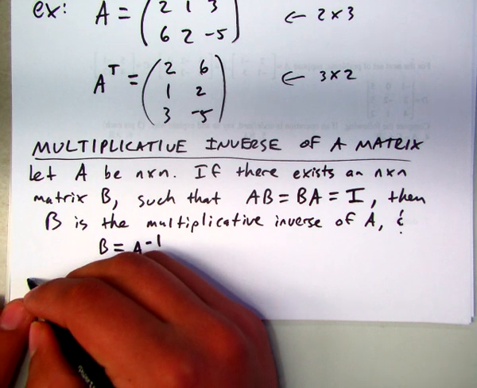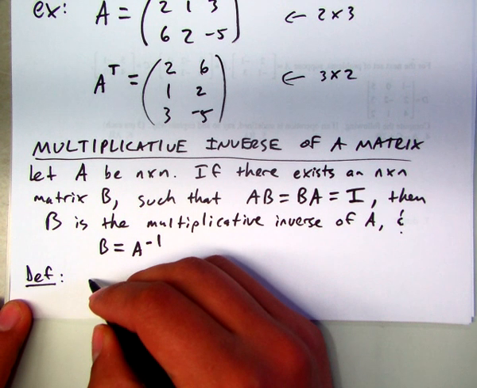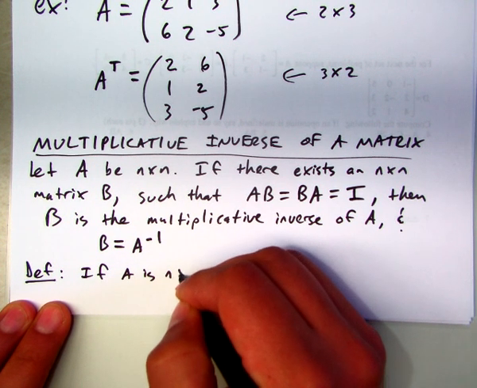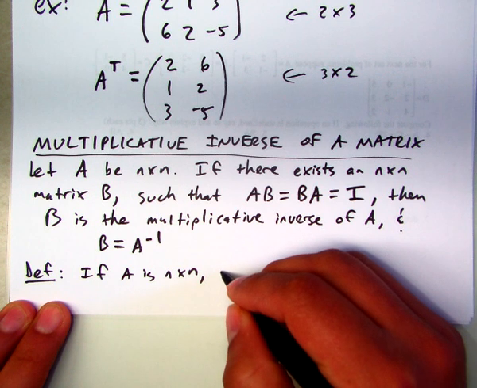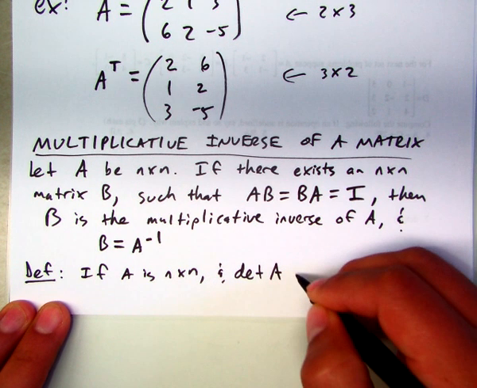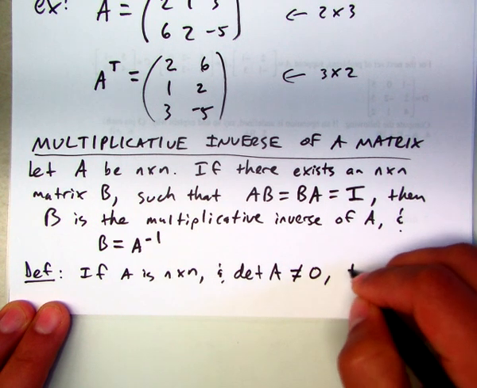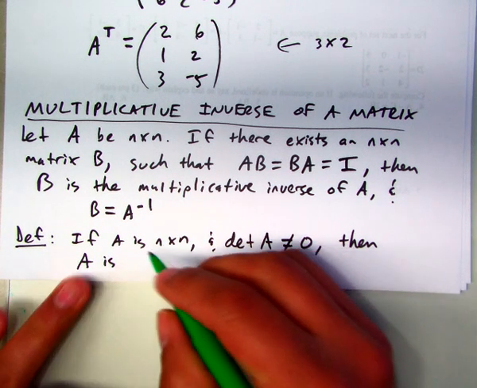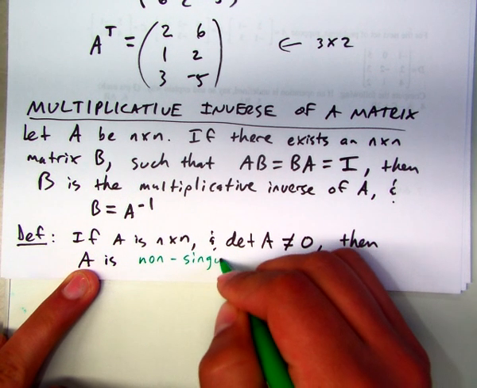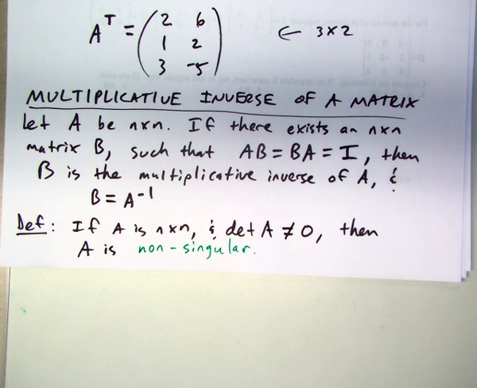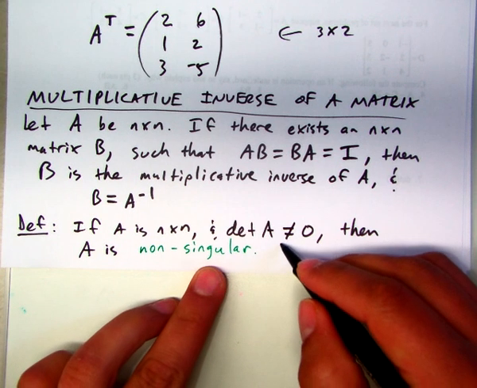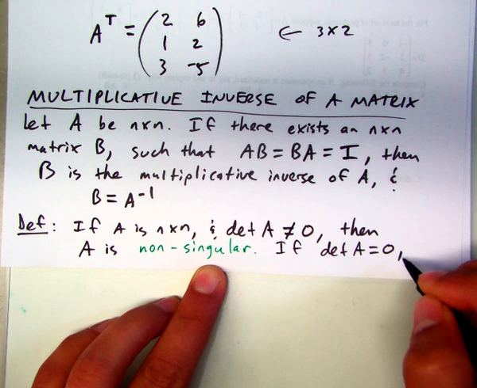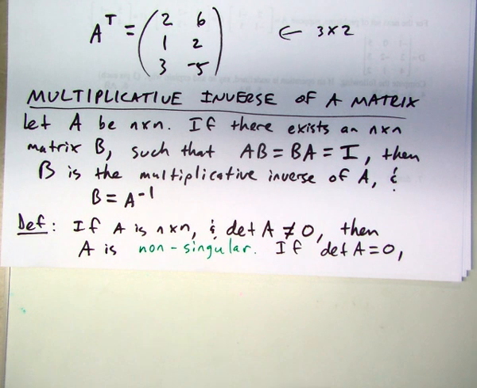Here's a definition that we'll need. If A is n by n, and the determinant of A does not equal 0, then we say A is non-singular. If the determinant of this square matrix does in fact equal 0, then A is singular.